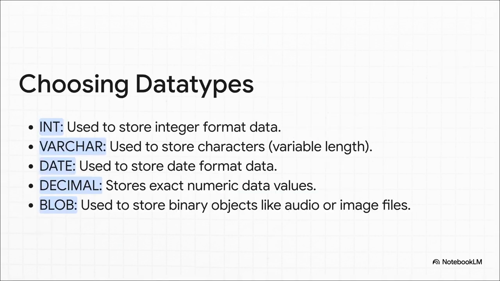When we're building our shelves, we also have to decide what kind of information each section is going to hold. These are called data types. You wouldn't store a book's price as just random text, or its title as a number, right? That'd be messy. Using the right data type, like int for whole numbers or varchar for text, makes sure our library is super efficient and accurate from the start.